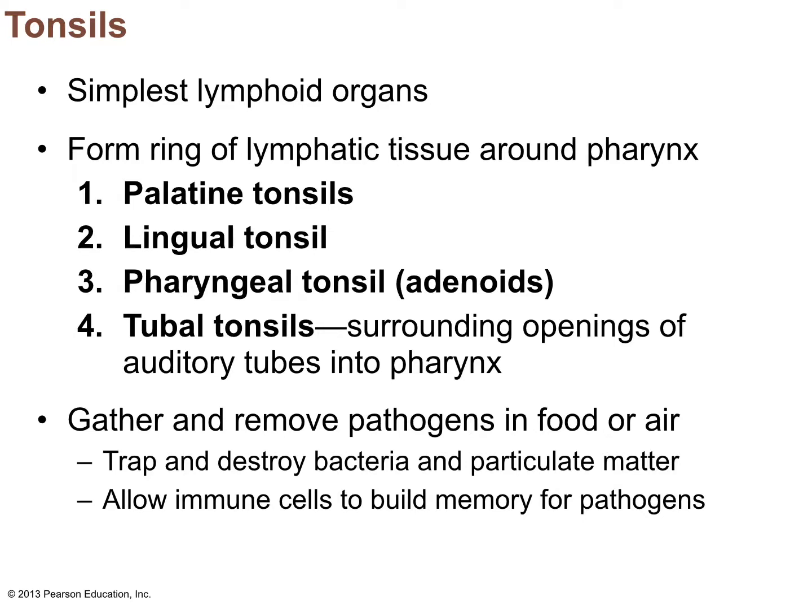What are the tonsils? We have palatine tonsils. When you go to the back of the oropharynx, those on either side are the palatine tonsils. Under the tongue, we have the lingual tonsil, the pharyngeal tonsil, also called the adenoids, in the back of the nasopharynx. And then we also have tubal tonsils. Those surround the openings of the auditory tubes into the pharynx.